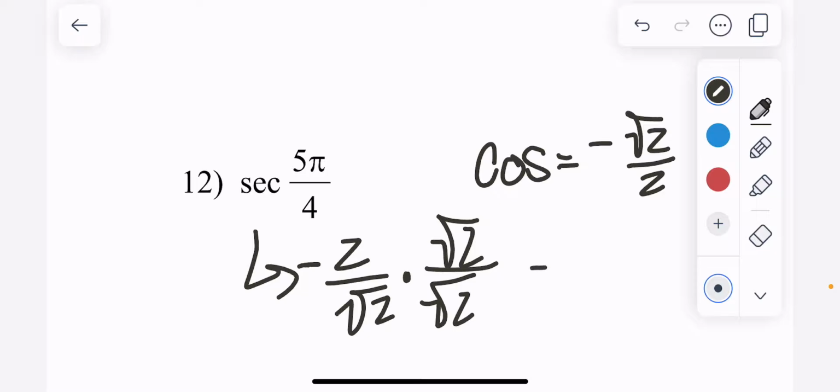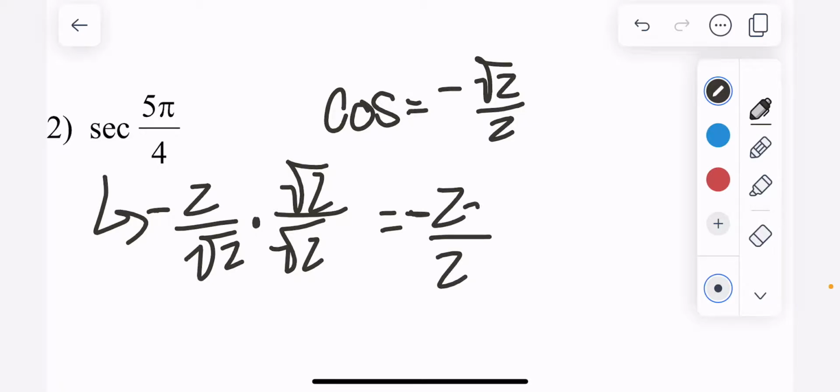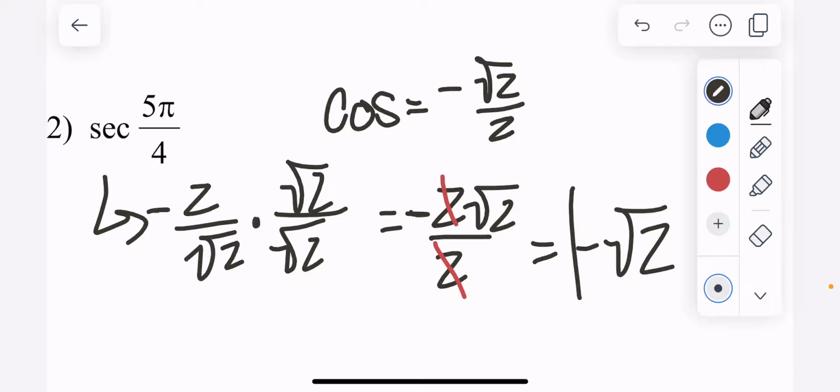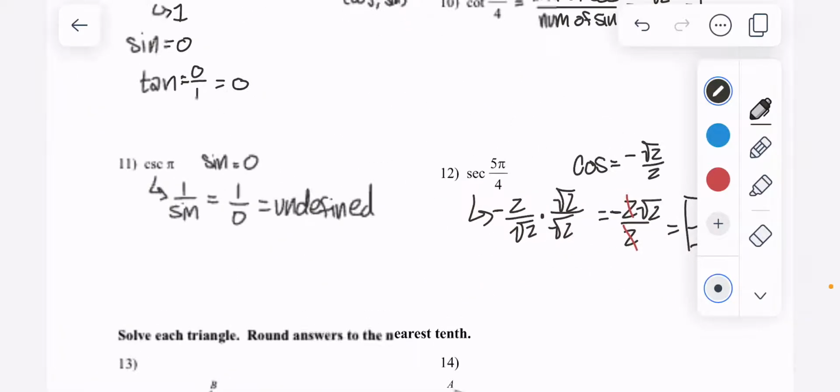Okay, this gives us the square root of 4 in the denominator, which is 2. And in my numerator, I'm left with negative 2 square roots of 2. And if you notice, we have a 2 in the numerator and the denominator, so they cancel, and I'm just left with negative square root of 2. That 2 does not divide into the square root because you cannot divide a square root by something that's not a square root. So it doesn't work like that.